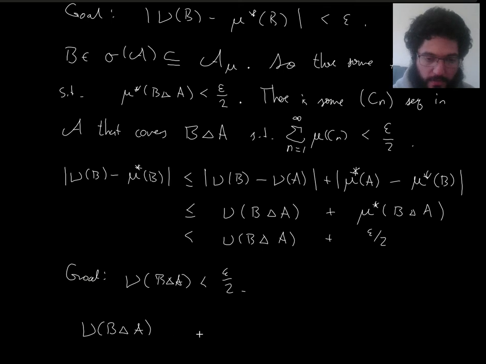Well, one thing we do have, so this is where this covering is going to be helpful. One thing we do have is that B delta A is covered by the C_n's, right? So B delta A is a subset of the union of the C_n's. So by monotonicity of any additive function, which nu is a countably additive function, by the monotonicity we have this inequality.